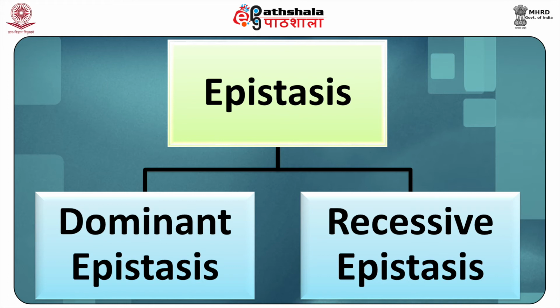Epistasis is different from dominance, which is an interaction between alleles at the same gene locus. Epistasis is often studied in relation to the quantitative trait loci, that is QTL, and polygenic inheritance. Epistasis is classified into dominant epistasis and recessive epistasis.